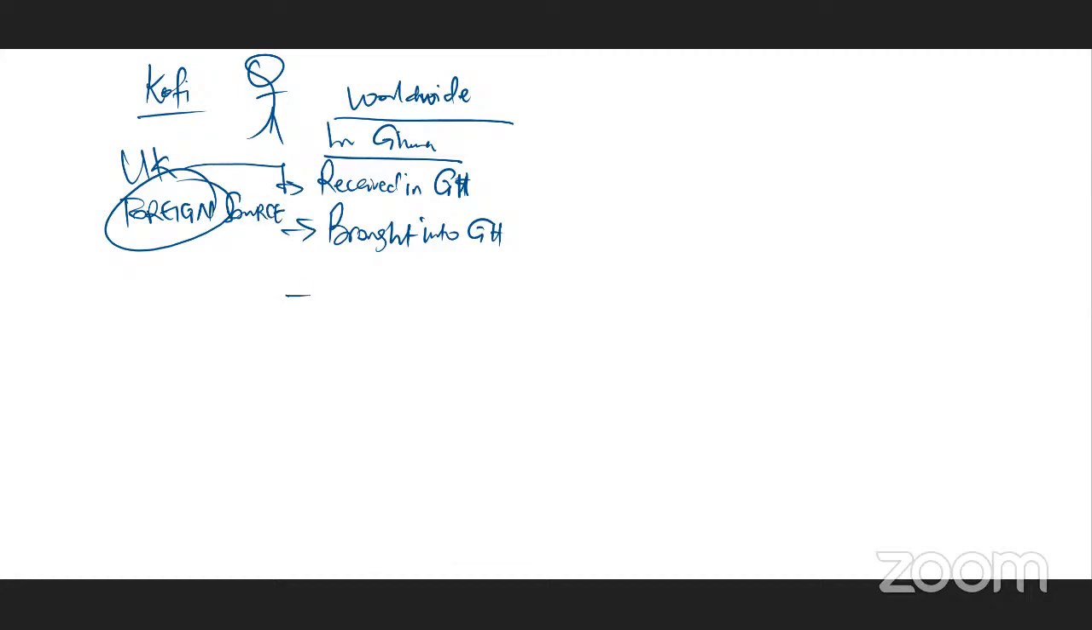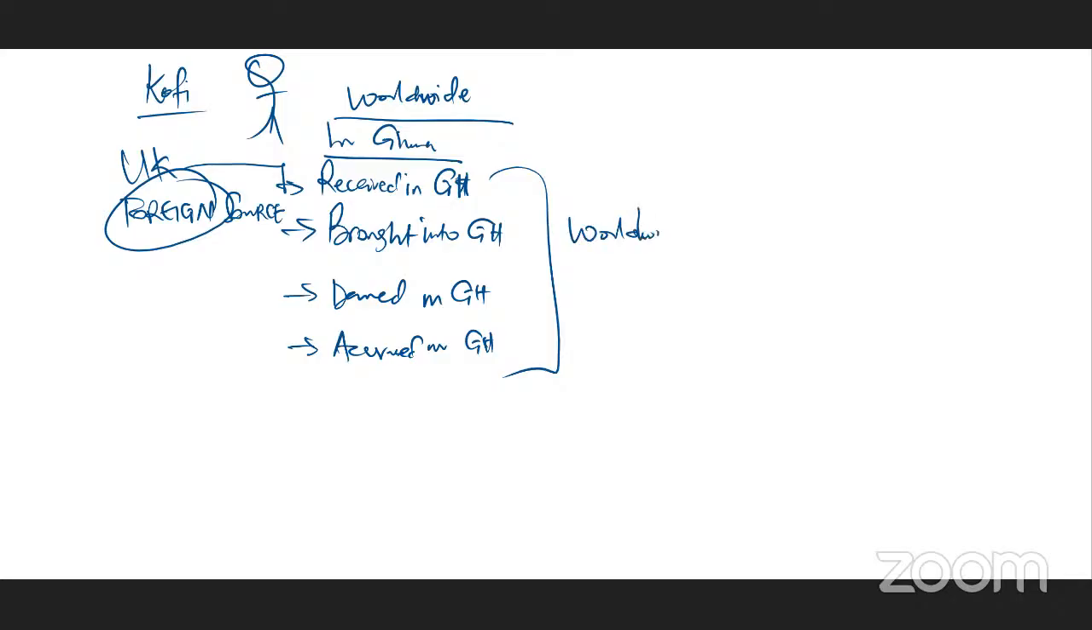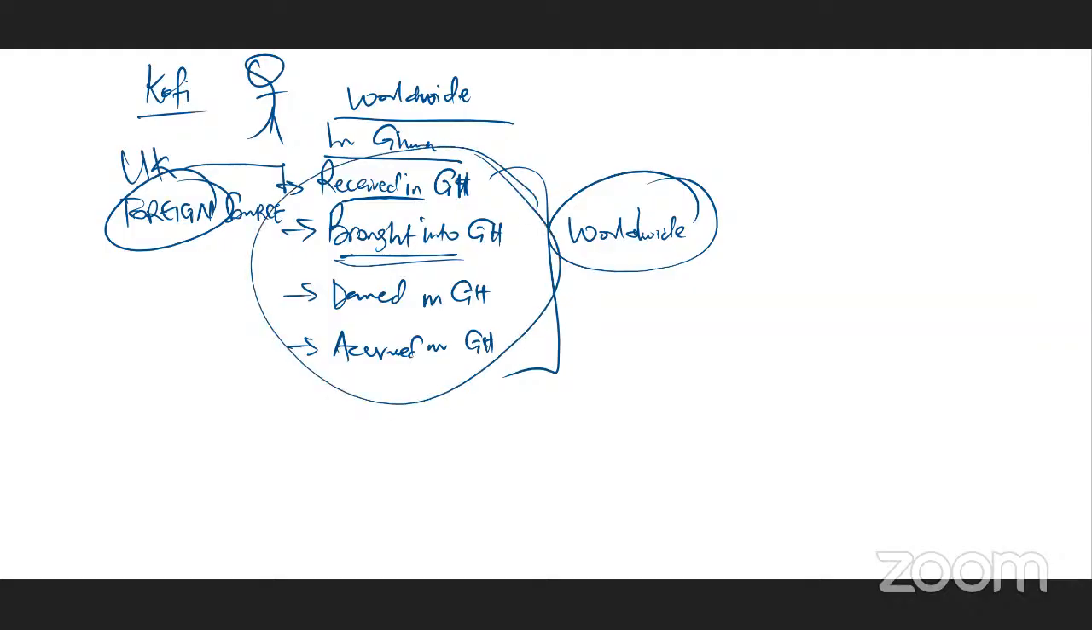Then we have income derived in Ghana and income accrued in Ghana. So look at this. All this income is the worldwide income of Kofi, right? Because Kofi is a resident of Ghana, we don't care whether you pay tax on this income you brought or received in Ghana, we'll still tax you, okay? So assuming Kofi is taxed on all this income.